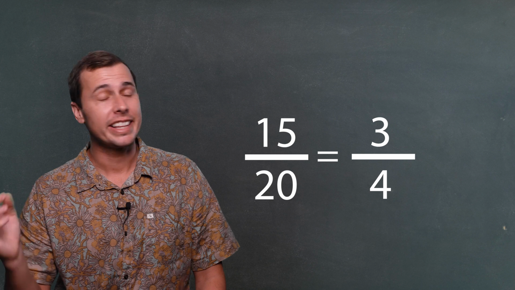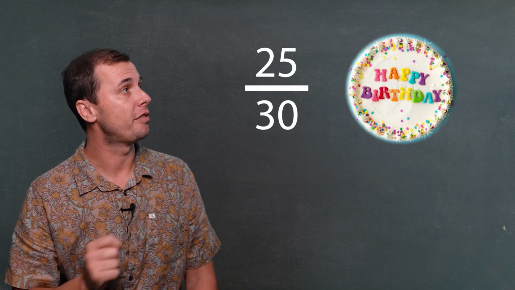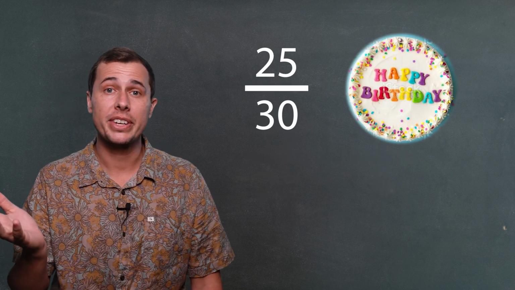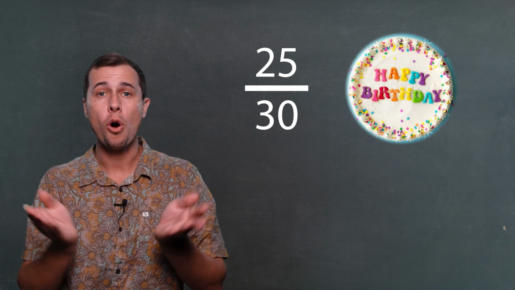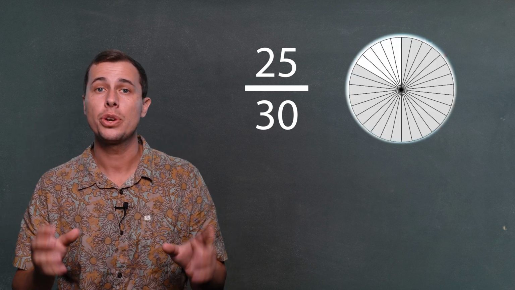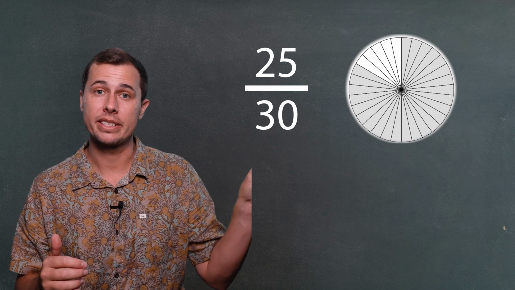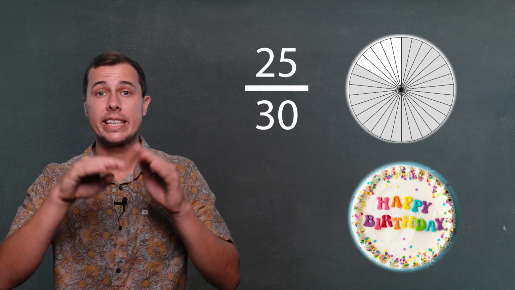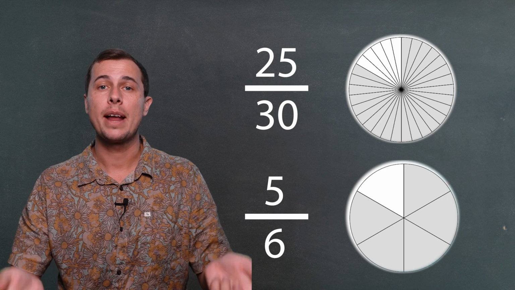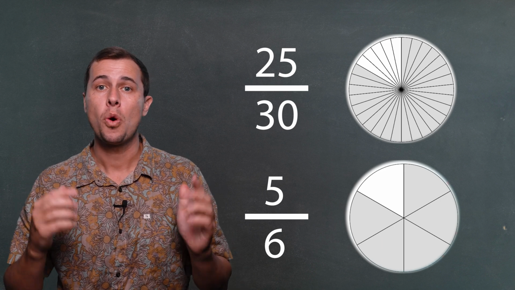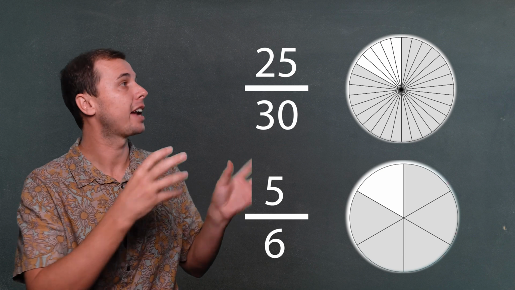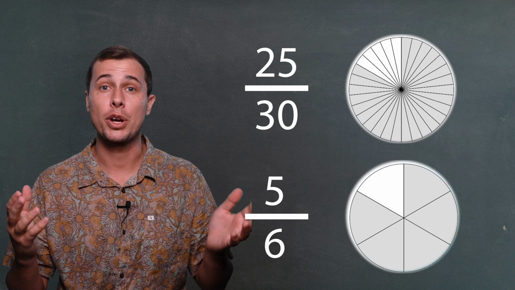Let me show you. Let's look at this fraction 25 over 30 and imagine it's our birthday cake. We have one whole birthday cake split into 30 equal pieces and we have 25 pieces. Now if we cut this cake into 6 bigger pieces and we had 5 of those pieces, we would still have the same amount of cake. The fraction would be equivalent.